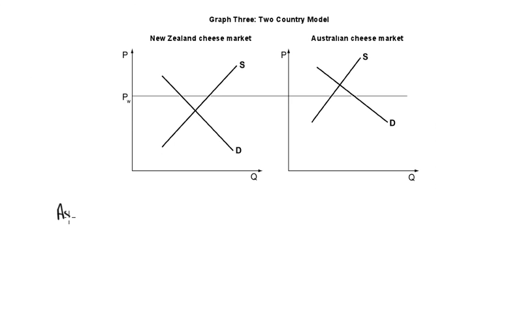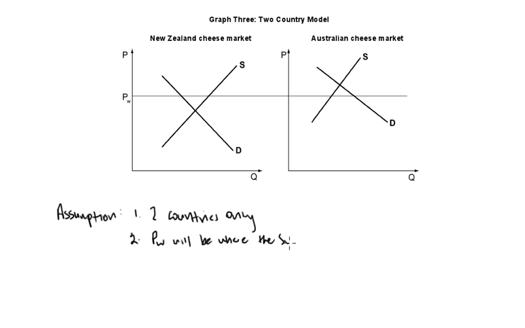The first assumption, of course, is that this is a 2-country model, so 2 countries only. And the second assumption is that the world price will be established where the surplus from one country is equal to the shortage from another.